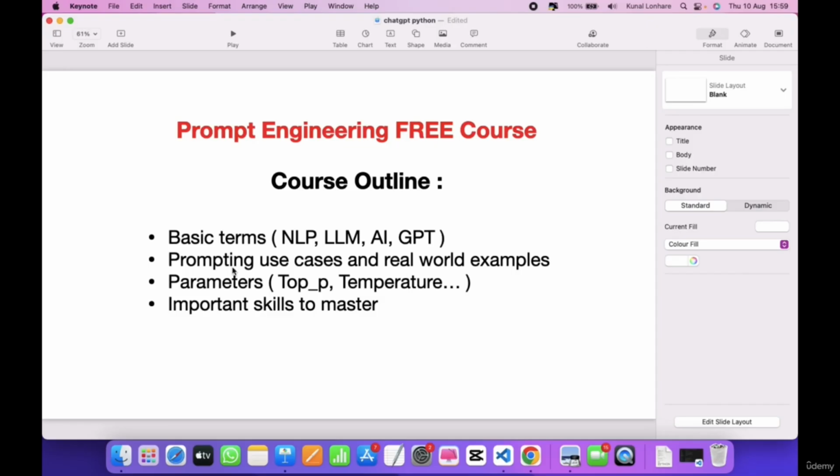Then we will discuss some prompting use cases with real world examples. Then we will also cover some parameters like top-p, temperature, etc. And then we will also cover all the important skills to master for prompt engineering.